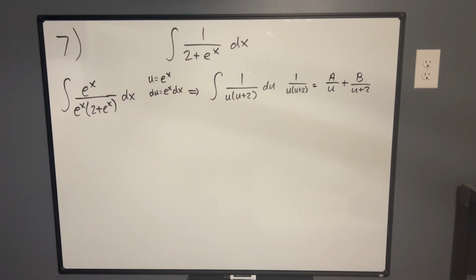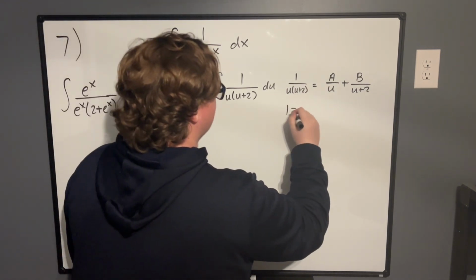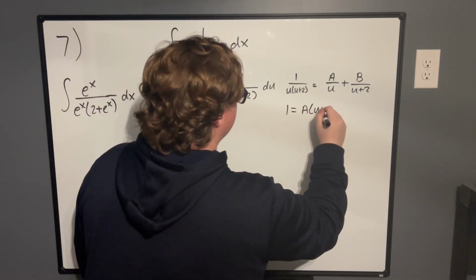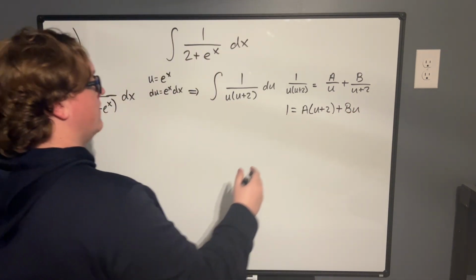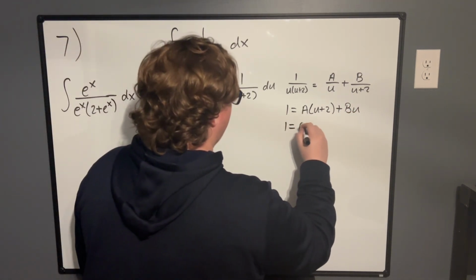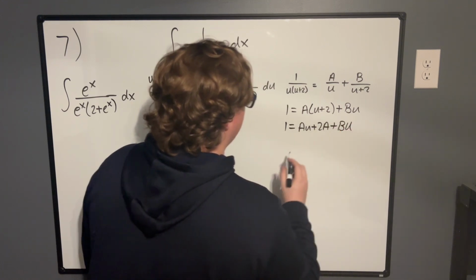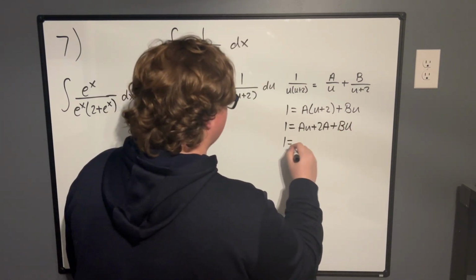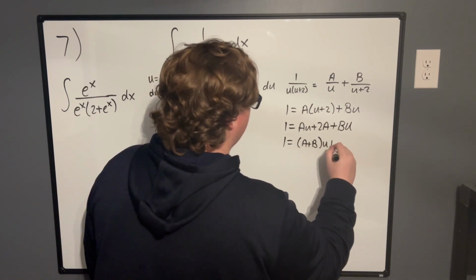And then again, we want to multiply by that least common denominator, which is going to be just everything that's right here. So we'll get that 1 is equal to a times u plus 2 plus b times u. And then, of course, that's going to tell us that 1 is equal to au plus 2a plus bu, which tells us that 1 is equal to a plus b times u plus 2a.